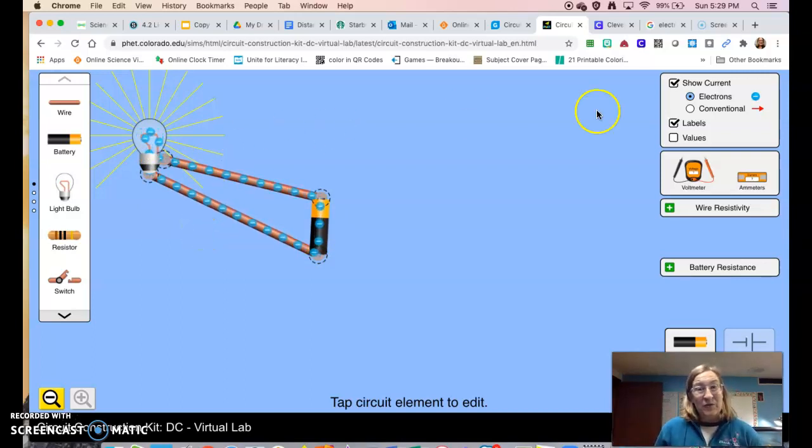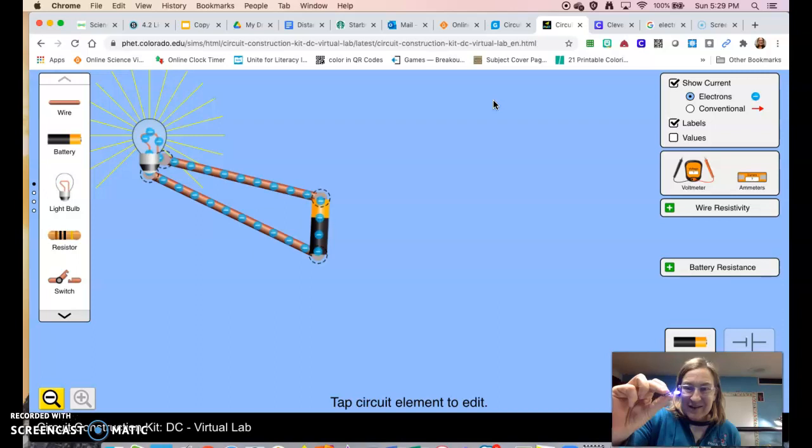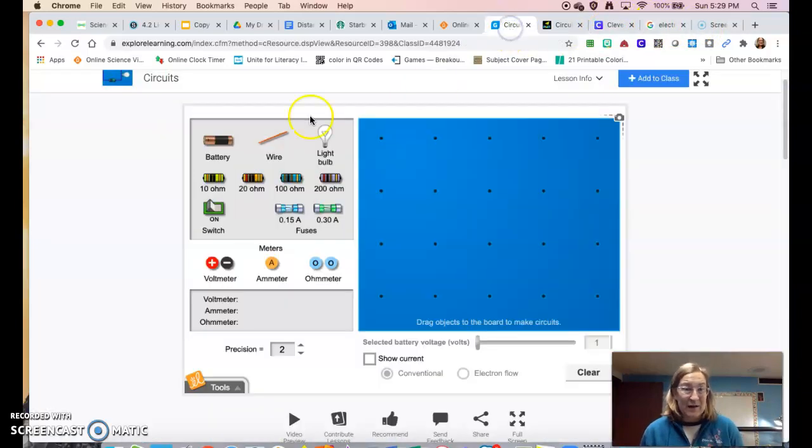So what you need to do for your homework assignment is write a comment on the discussion board. And on the discussion board, you can include a photograph of you lighting your light bulb. Oh, let me get this one lit again for you. Or you can take a screenshot of you building a circuit here on this website. It could also be on Gizmos. I gave you access to both.